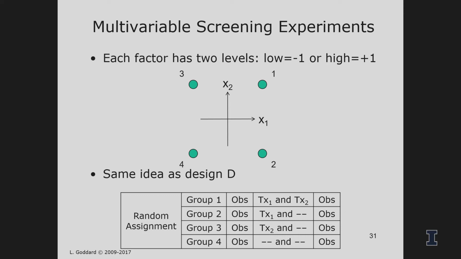This point has treatment 1, but it has negative for x2, meaning that treatment is off. So I have only treatment 1. This point, number 3, has treatment number 2 on and treatment number 1 off. And this one has both of them off. So I can represent this complicated table by just these 4 points in 2-dimensional space.